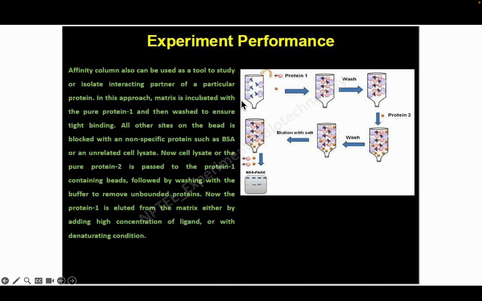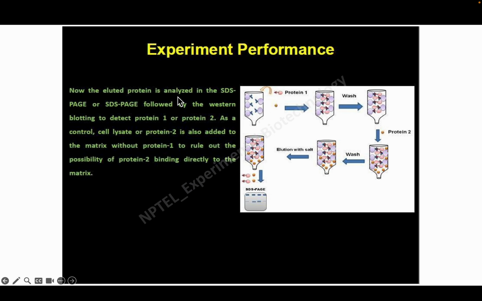An affinity column can also be used as a tool to study and isolate an interacting partner of a particular protein. In this approach, the matrix is incubated with pure protein 1 and then washed to ensure tight binding. All other sites on the beads are blocked with a non-specific protein such as BSA or an unrelated cell lysate. Now cell lysate or pure protein 2 is passed onto the protein 1 containing beads, followed by washing to remove all the unbound proteins. Now the protein is eluted from the matrix either by adding a high concentration of ligand or with denaturing conditions. This is how you can purify your adapter proteins.